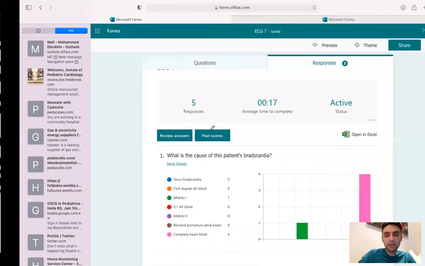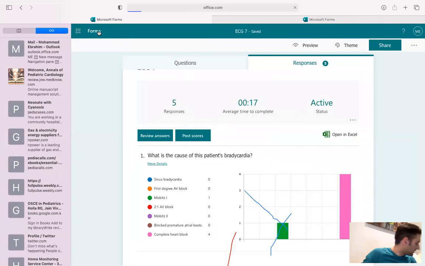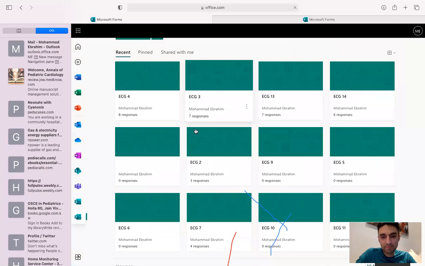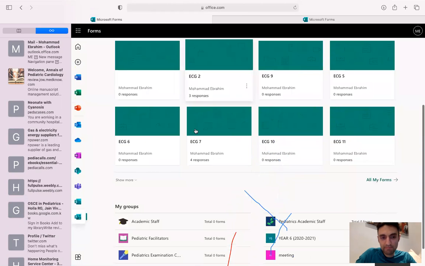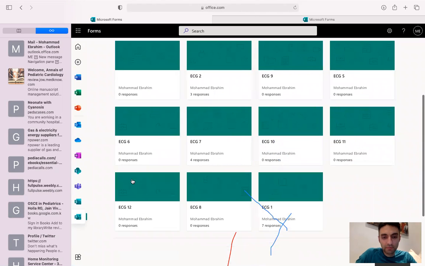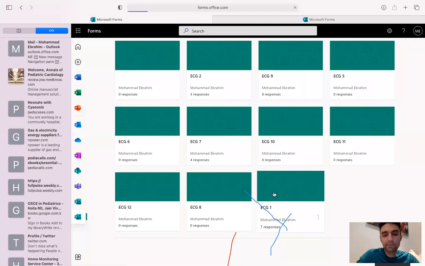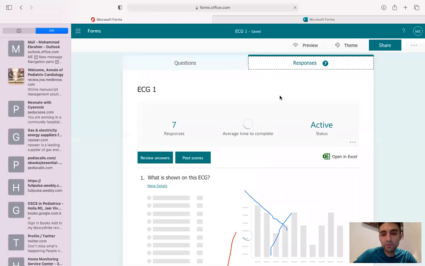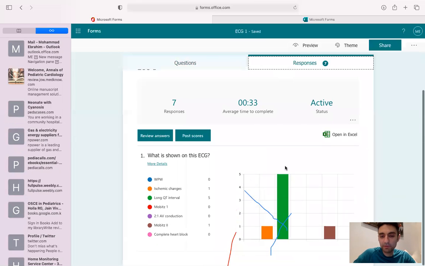Okay, guys, let's see. This is ECG number 1. Where's ECG number 1? Okay, so good. There are 7 responses. So usually we're getting 7 responses. I don't know why, but I guess some people are not using their laptops.